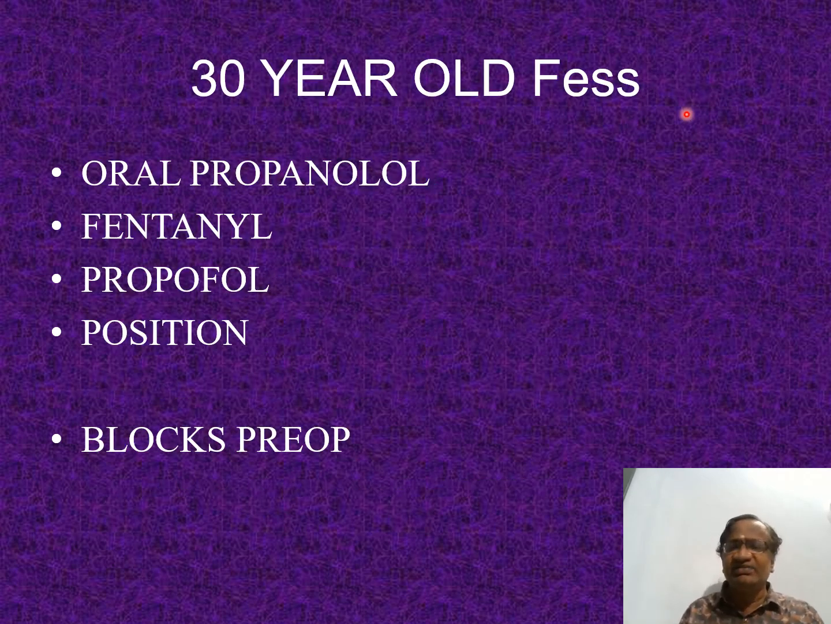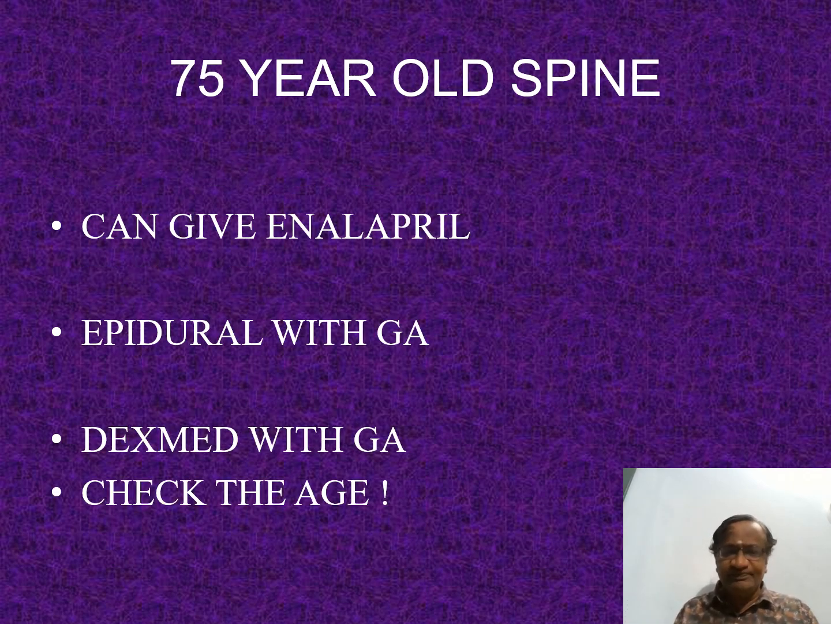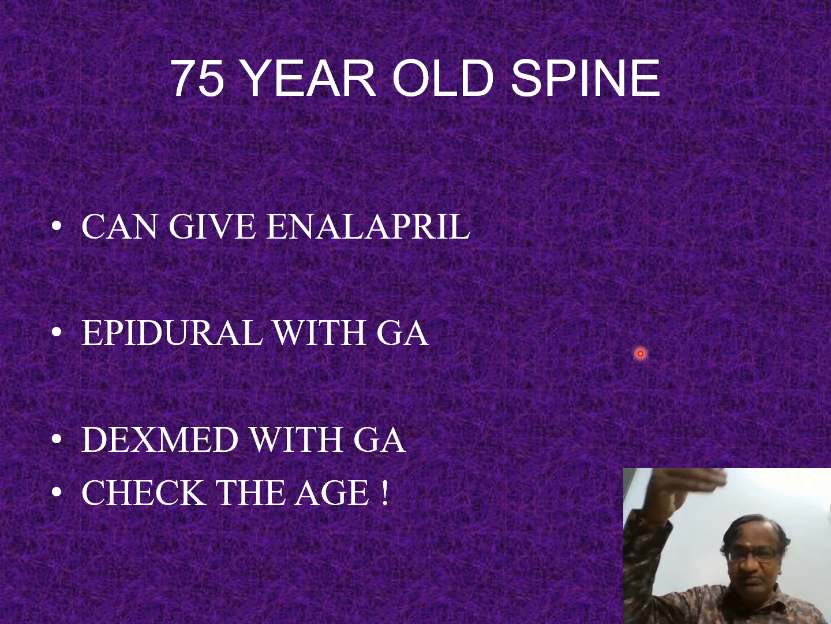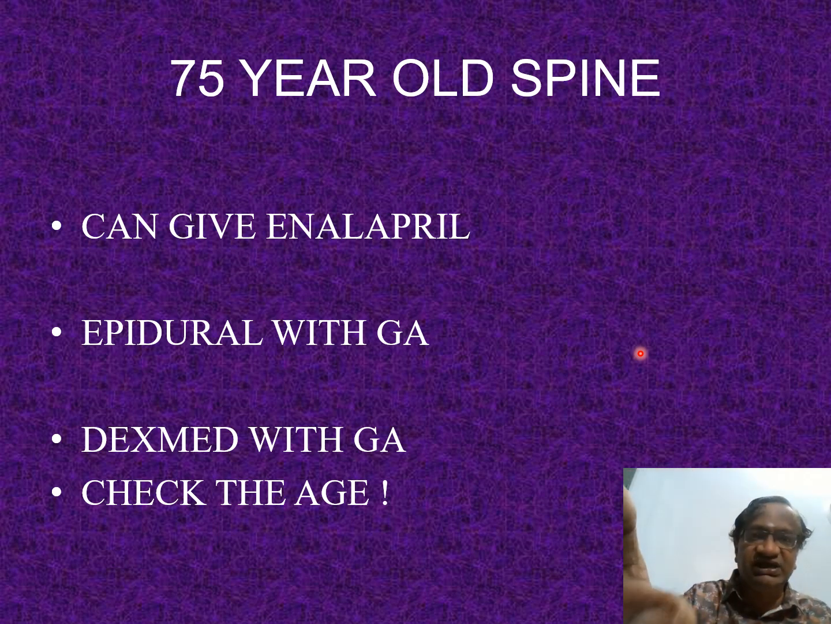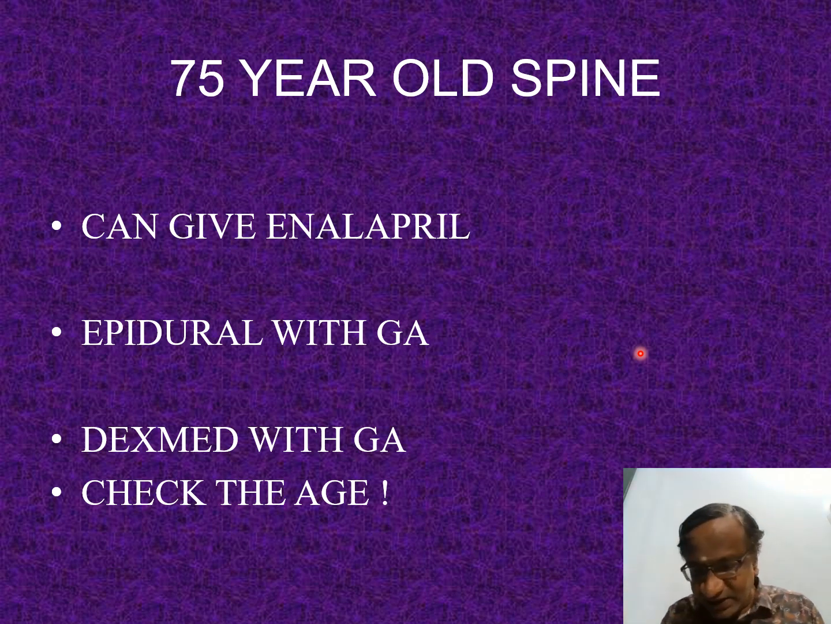I will give a 30-year-old man coming for spine surgery oral propranolol in the morning of surgery. Start with fentanyl, propofol, position. I will always add blocks preoperatively. For a 75-year-old spine patient, you see your BP cannot come down so much. In a 30-year-old person, MAP can come down 30%. Previous MAP is 50, 30% means 35. Now this is 60, MAP can only come down 20%, maybe around 50. So that is the problem when you are dealing with old age persons.